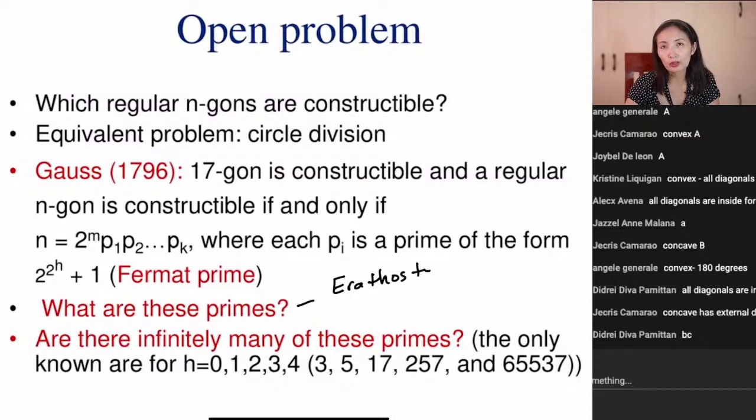You may have encountered Eratosthenes in your earth science. He tried to measure the distance of the moon, the sun, the circumference of the earth, and so on and so forth. More on astronomy. Now, are there infinitely many of these primes? Okay, so those are some of the open problems.